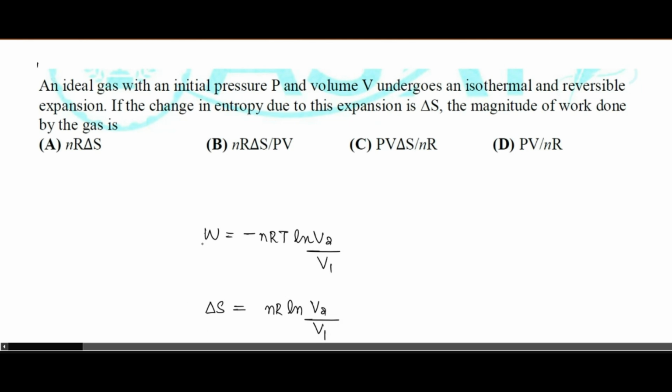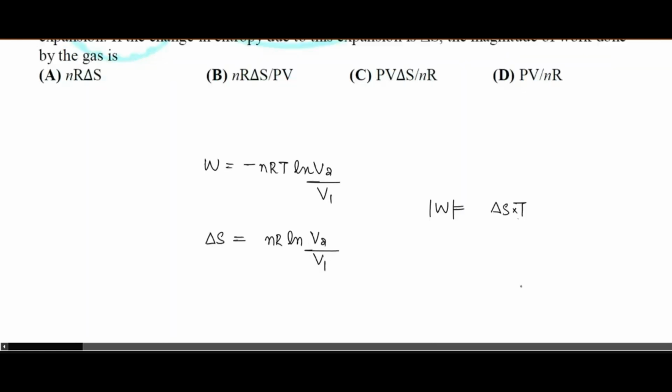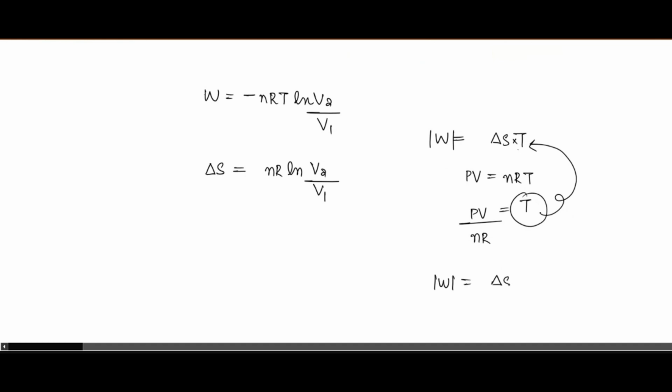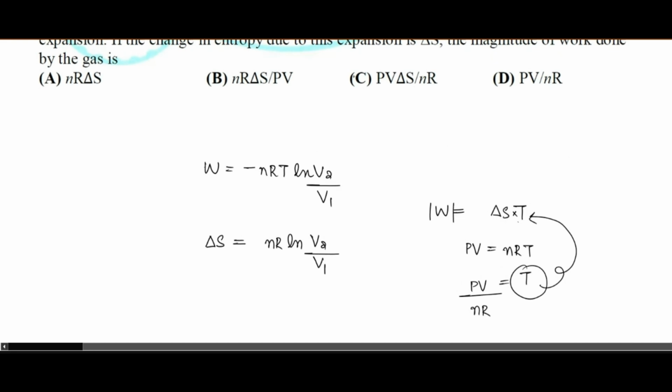So if we look for a relationship between delta S and W, the work done is actually equal to, here I don't see a negative, so they might have taken the modulus of work done, which is delta S multiplied by T. So work done is equal to delta S into T. And already it is given that the gas is ideal. If the gas is ideal, we know PV is equal to nRT. So from this, T is equal to PV by nR. If you substitute this T here, the work done is equal to delta S into PV by nR. Delta S into PV by nR, option 6.